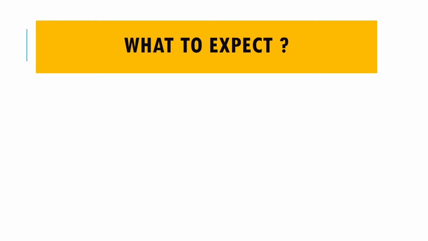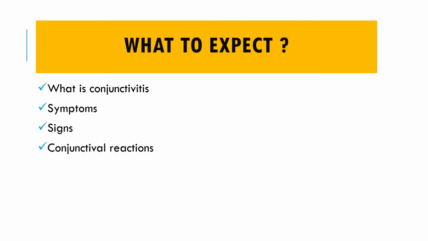So what to expect from this video? Today, we shall be discussing what is conjunctivitis, what are the symptoms of conjunctivitis, what are the various signs we see in conjunctivitis, and what are the various conjunctival reactions that we see, basically differentiating between papillary and follicular conjunctivitis. Apart from that, we shall be discussing some special types of conjunctivitis like membranous conjunctivitis and ligneous conjunctivitis. Apart from that, we shall be classifying the various types of conjunctivitis.